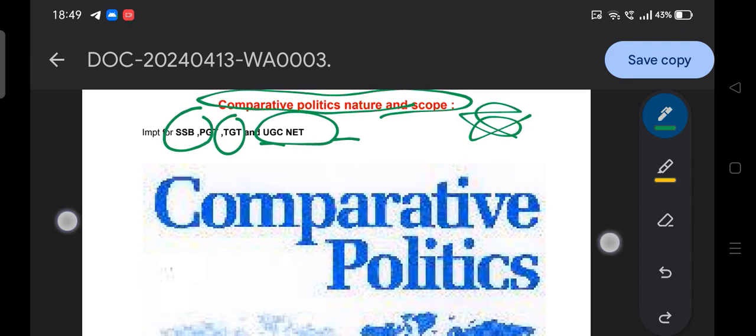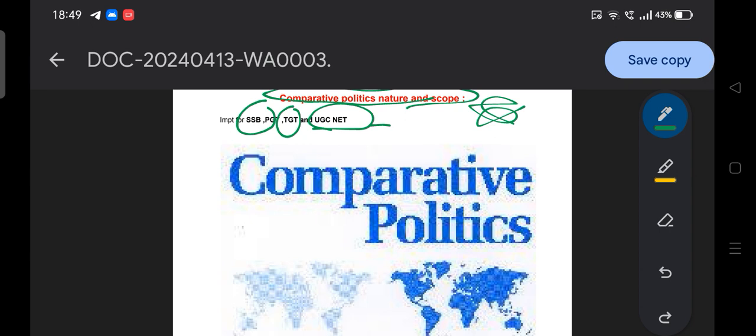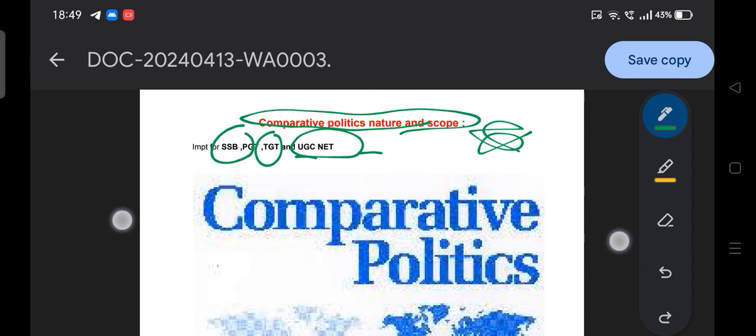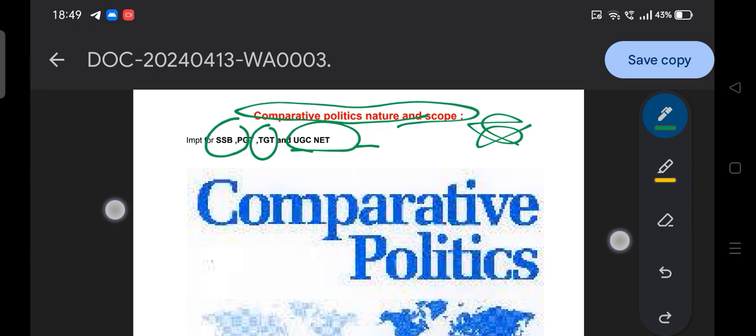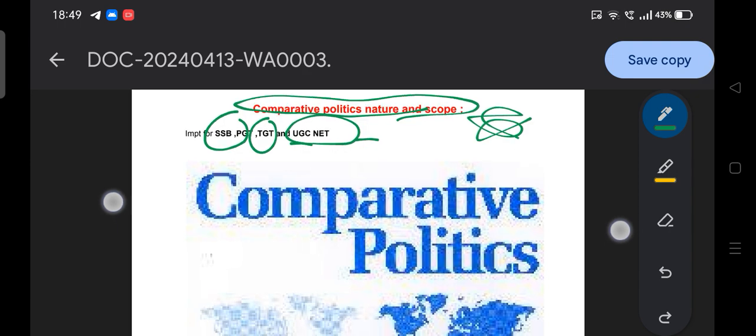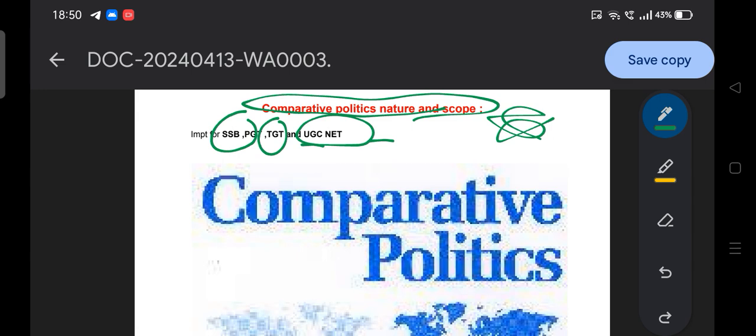We are here to discuss comparative politics, nature and scope, with specific reference to our examination. We'll discuss the previous year questions, and on that basis we'll try to understand the pattern of questions, the expected questions in the examination, and what things we need to focus on. So on this note, let's start.